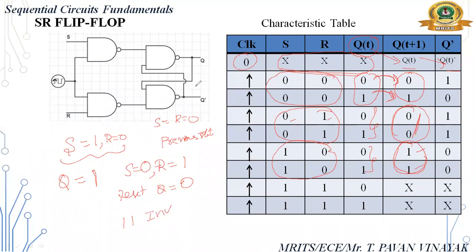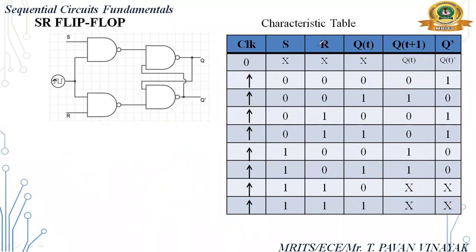For 1 1 it is invalid state, so I put don't cares here. Instead of writing 1 1, I am putting don't cares because Q of t and Q of t bar must be not equal. Q and Q bar must be not equal, so 1 1 is not indicated here. For that purpose, I put don't cares. This is the characteristic table.